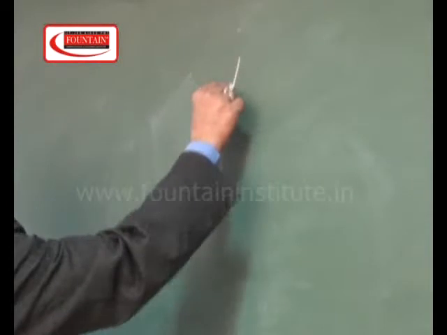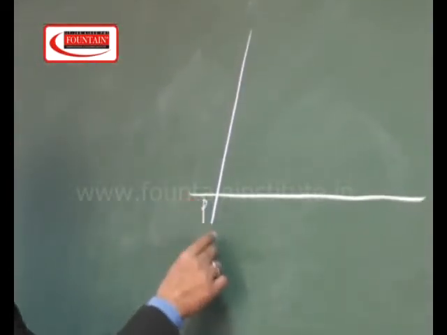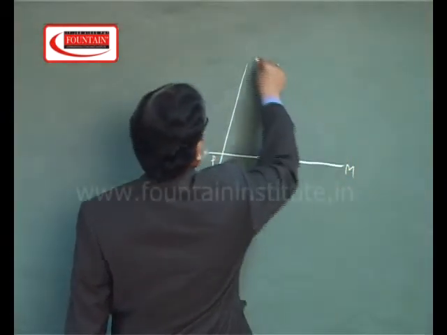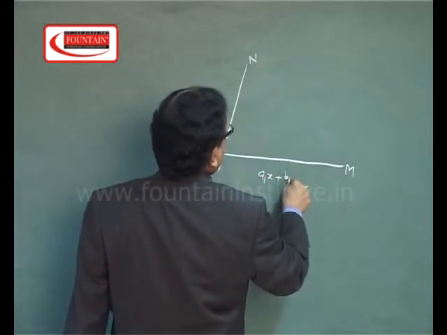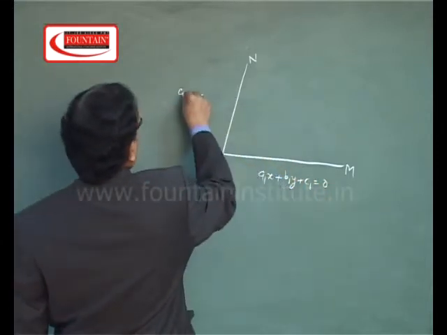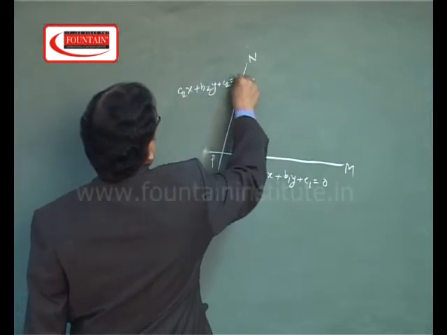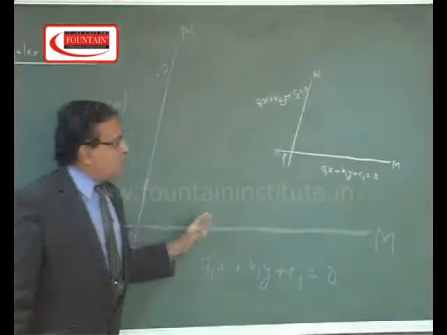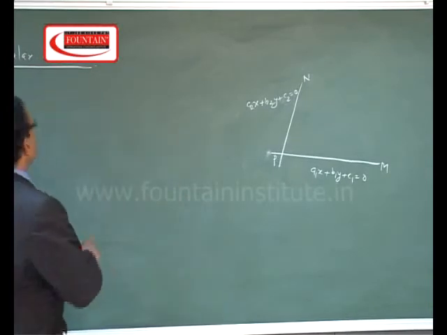Suppose this is one line and this is the other line. They meet at point P. Definitely this is PM and this is PN. Equation of PM is taken to be a1x plus b1y plus c1 equals 0, and equation of PN is a2x plus b2y plus c2 equals 0. Now the angular bisectors of the angle NPM will be given by this formula.